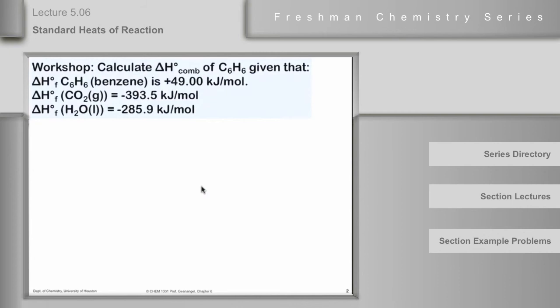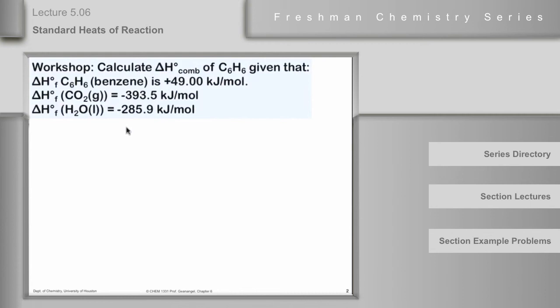Let's have a look at this last example out of Chapter 6. Calculate the delta H of combustion of benzene, C6H6, given that the delta H of formation of benzene is plus 49 and the delta H of formation of carbon dioxide gas is negative 393.5. The delta H of formation of liquid water is negative 285.9. Okay?